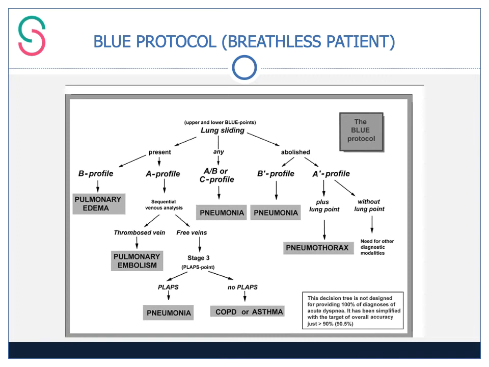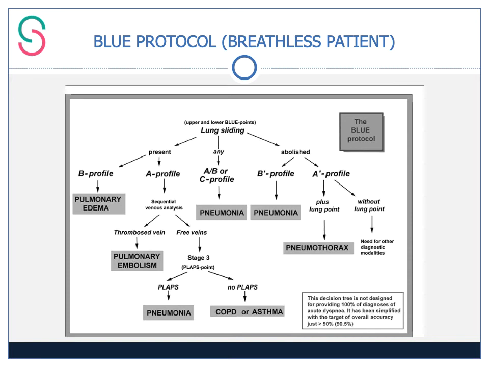If you have an A profile, the next step in this protocol is to perform a deep vein thrombosis assessment, and if you find a DVT, the likely diagnosis in the breathless patient will be a pulmonary embolism. If, on the other hand, you find that the leg veins are normal, the next point is to look at the PLAPS point, which is the most posterolateral point in the patient. And if you see consolidation and/or a pleural effusion, the likely diagnosis in that situation will be pneumonia. But if the PLAPS point looks normal, then this may be asthma or COPD, some other form of airways disease. So this is if you have lung sliding present.